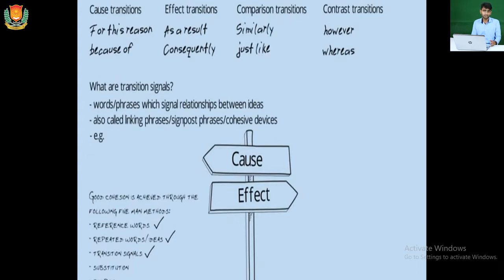And comparison transitions, for similarity, somewhere we say "similarly," so we can say "just like" or "as well." These very common phrases and words make a lot of sense in your paragraph writing, article writing, and anything you are writing. And contrast transitions: "however" and "whereas." What are transition signals? Words and phrases which signal relationships between ideas, also called linking phrases and cohesive devices. So these were a few rules.